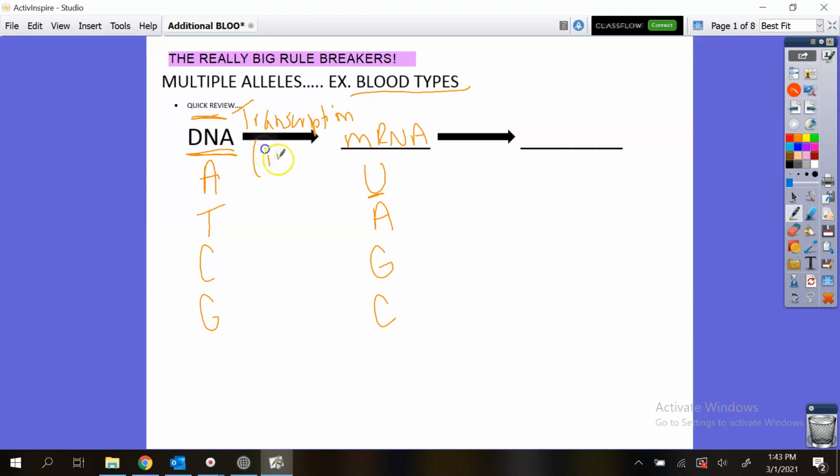Obviously, this has to happen where? In the nucleus of the cell, because DNA never leaves the nucleus. mRNA is the messenger, so then it can leave. And then what's our next process? Our next process is translation, right? So transcription, then translation. And this last process is how our proteins are made.